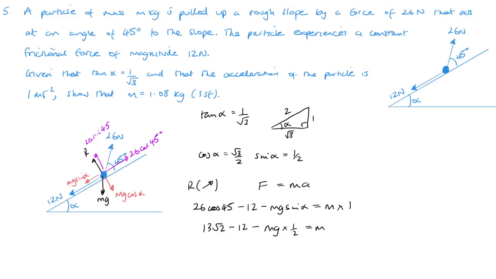So 1/2 g is 4.9. So this is 4.9m. Taking it to the other side will give me 5.9m. And this is 13 root 2 minus 12. So m is 13 root 2 minus 12 divided by 5.9. And we get 1.08 2165 and so on, which is 1.08 kilograms to 3 significant figures, which is what we were required to show there.